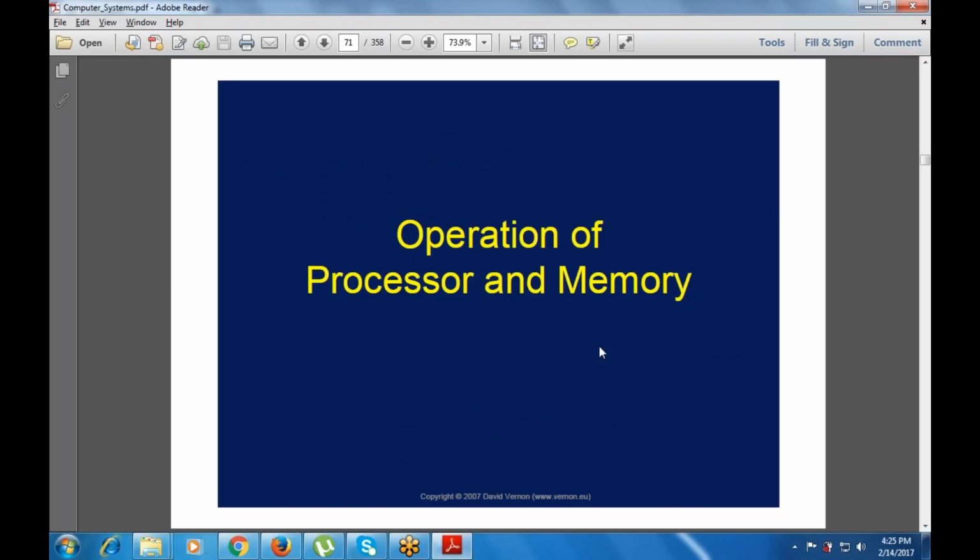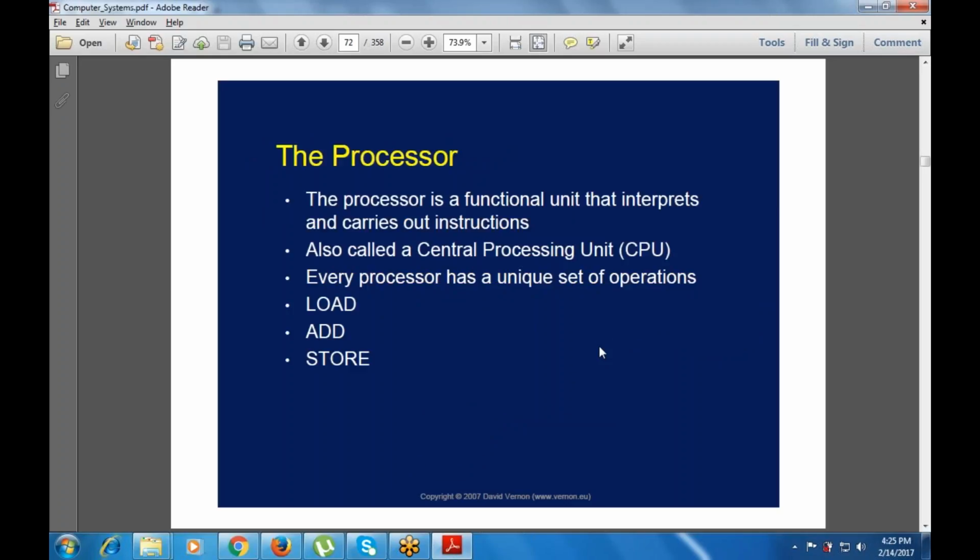Now the operations of the processor and the memory. What is the operation of processor and memory? First, there is a processor, that is a functional unit that interprets and carries out the instruction. So this is a functional unit which interprets and carries out whatever instructions are given.